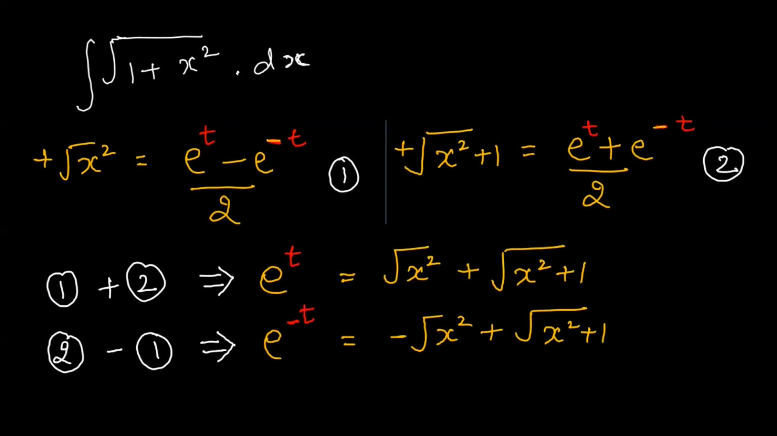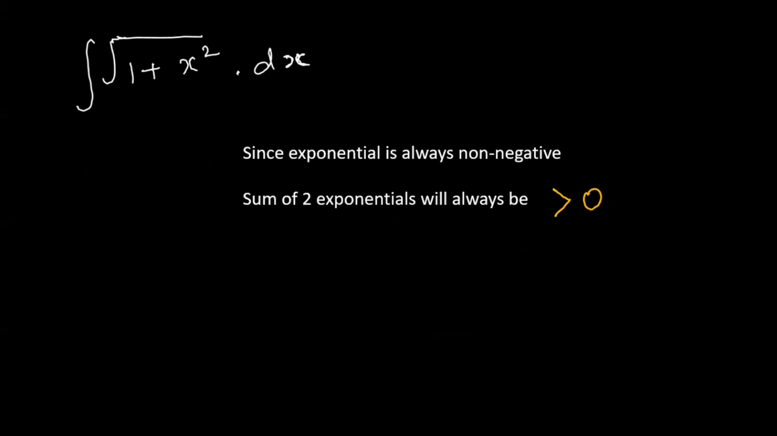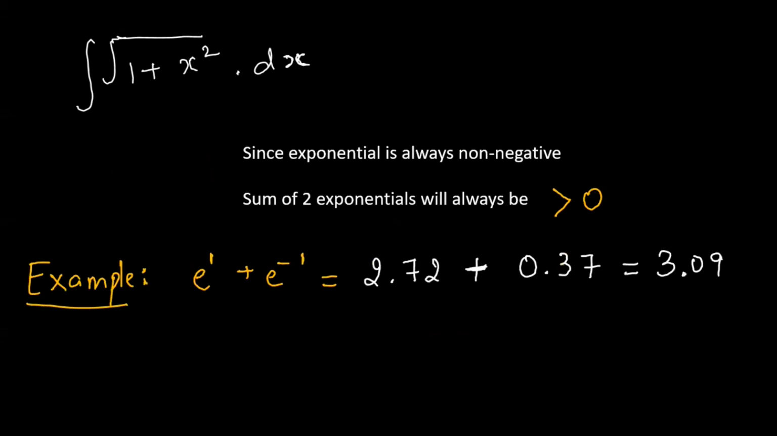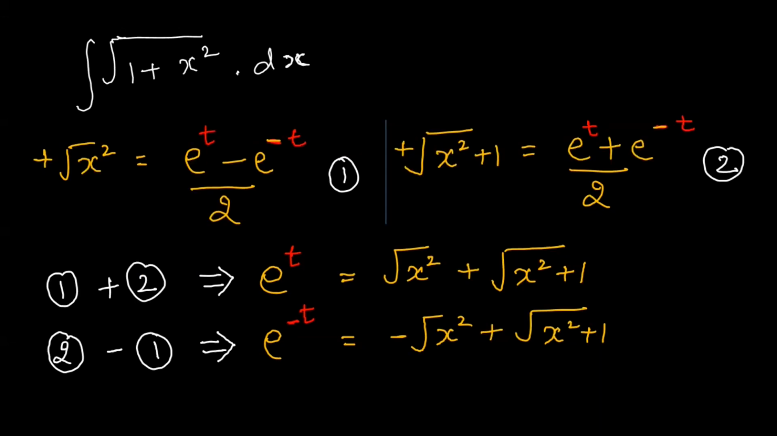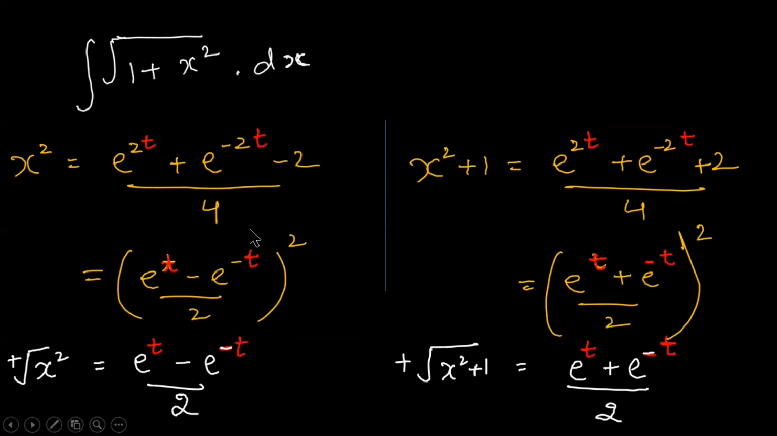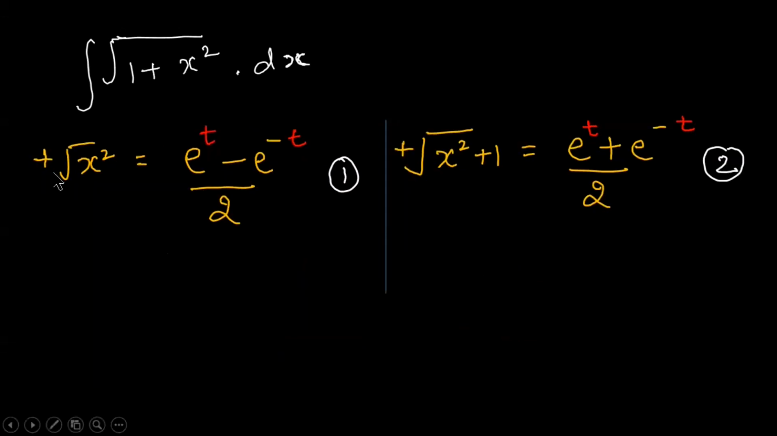Now remember, in the previous step, I have taken the positive square root of x square and of x square plus 1. Why have I not taken the negative? Remember, exponential always gives non-negative results, so if you add exponentials, it will always be greater than 0. As an example, e raised to power 1 plus e raised to power minus 1 is positive. Even if you do e raised to power 1 minus e raised to power minus 1, since the second term, e raised to power minus 1, is smaller than e raised to power 1, no matter what, this is going to be positive. Hence, that's the reason, while taking the square root from here to here, I've taken positive x square and positive x square plus 1, not negative.